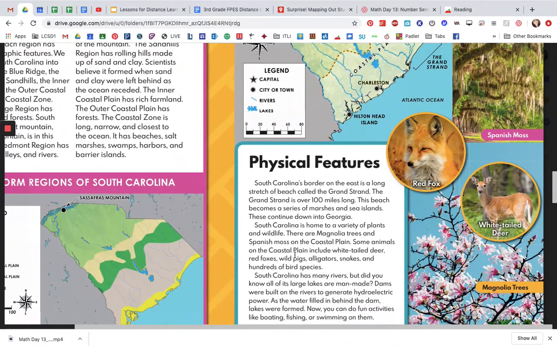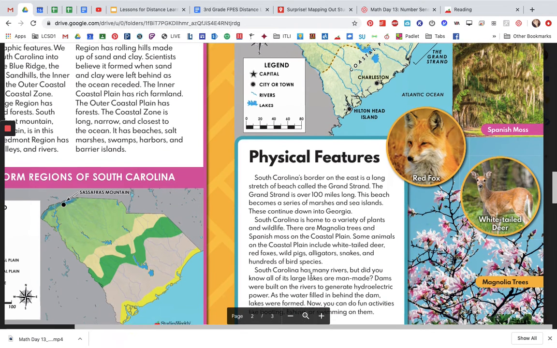South Carolina is home to a variety of plants and wildlife. There are magnolia trees and Spanish moss on the coastal plain. Some animals on the coastal plain include the white-tailed deer, red foxes, wild pigs, alligators, snakes, and hundreds of bird species. South Carolina has many rivers, but did you know all of its large lakes are man-made?